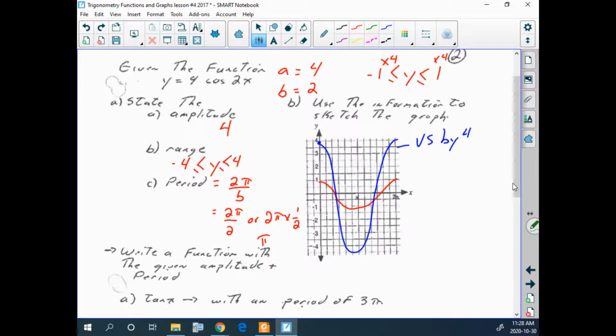Now I have to horizontally stretch by a factor of 1/2. I'm going to start here and I'm going to go down quicker, up quicker, down quicker, up quicker. My green one is both the vertical stretch and the horizontal stretch. So in this case, I'm showing two periods in the same space that I showed one to begin with.